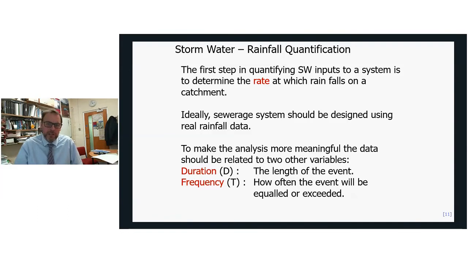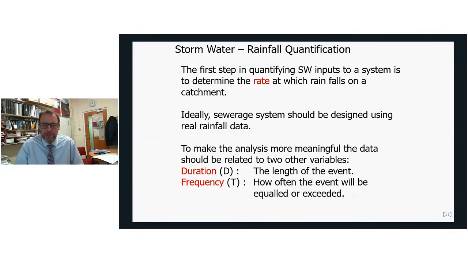actually a really useful asset when it comes to looking at that data and using it to try to understand, well, what is a 1 in 30 year storm event like, and what kind of impact would it have. So the first step in quantifying surface water inputs to a system is to determine the rate at which rain falls on the catchment. So that's the intensity, millimetres per hour normally.